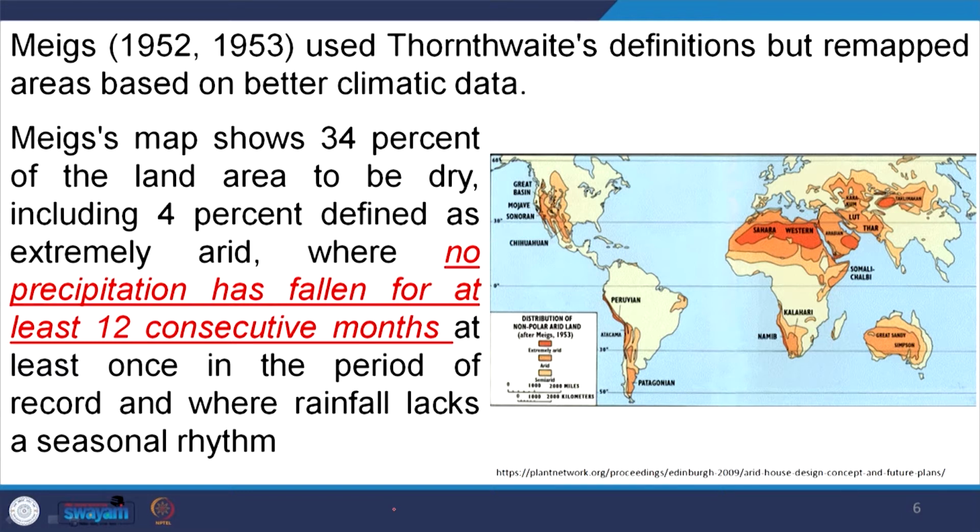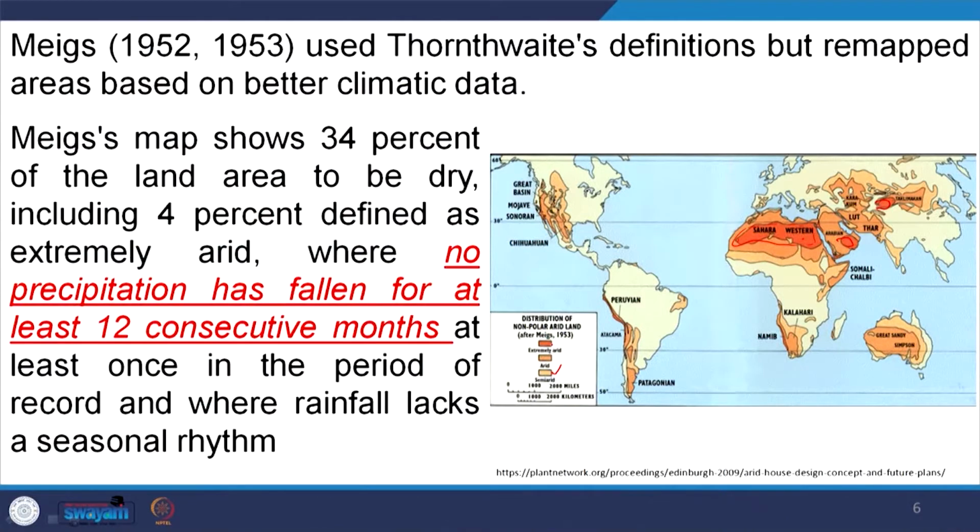If you see here Meigs' classification of 1953, this deep orange color is defined as extremely arid. And if you see, these extremely arid regions are situated in the interior of the continent, where water vapor carrying winds cannot reach. That is why he classified it as extremely arid, with no rain for the last 12 consecutive months. According to his classification, this color represents arid, this color represents semi-arid, this is arid and this is extremely arid.